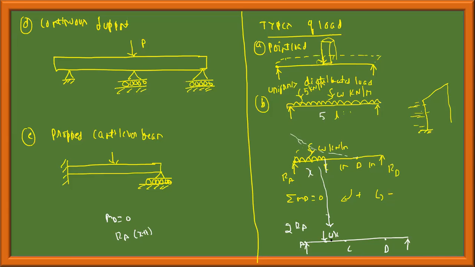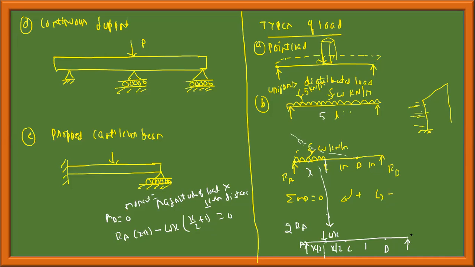Now this will cause an anti-clockwise moment. If this is X, the centroid will be at X by 2 from either end. This is causing an anti-clockwise moment, minus Wx, the magnitude of the load. Moment is equal to magnitude of the load into perpendicular distance, minus W into X. The perpendicular distance to here is X by 2 plus 1. This is how you should take the moment. This will give the moment.